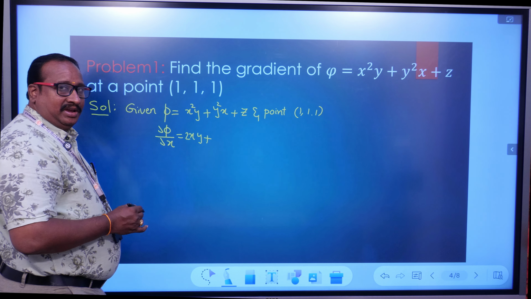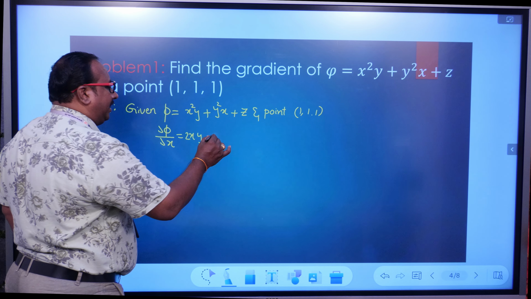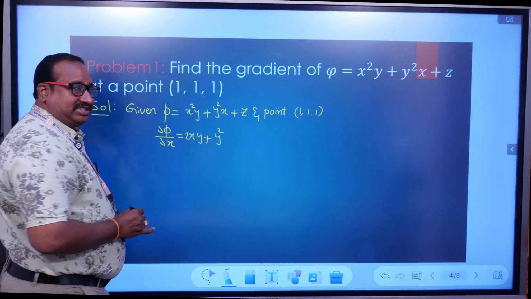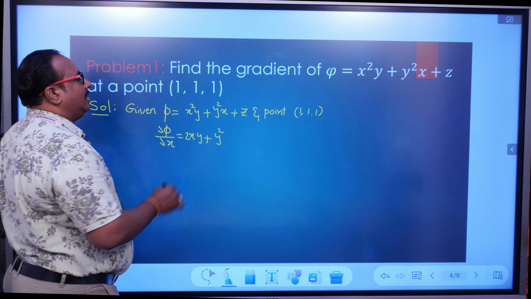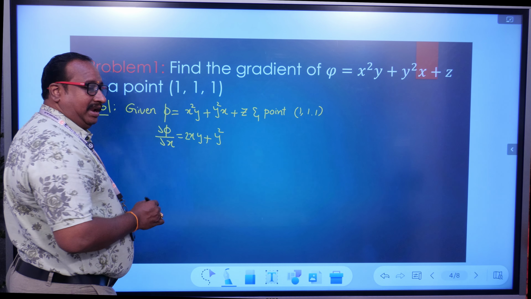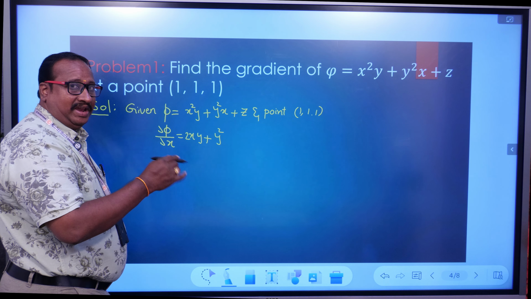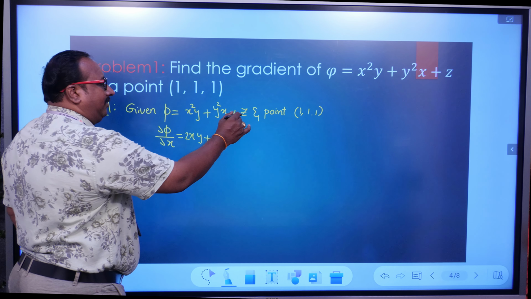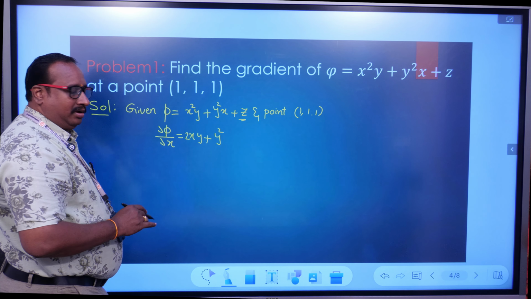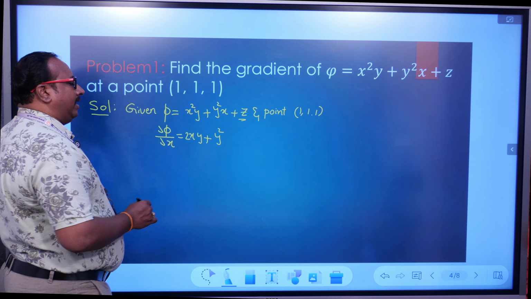Plus, the term is y square x. In y square x, y square is a constant. Take y square outside, and the derivative of x is 1. Now the next term is z. When we differentiate with respect to x, the remaining two variables y and z are constants, so the derivative of z is 0. So this is dou phi by dou x.